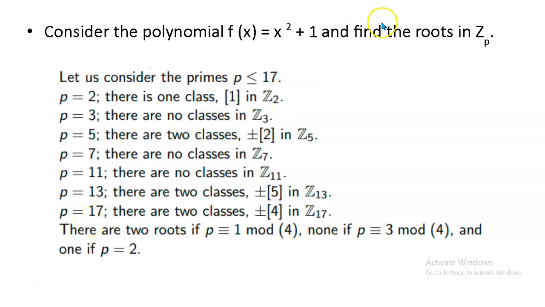And thus the question was to find the roots in Z_p. In Z_2, for p equal to 2, we have one class. For p equal to 3, there are no classes. For p equal to 5, we have two classes. For p equal to 13, we have two classes. And for Z_17, we have another two classes.